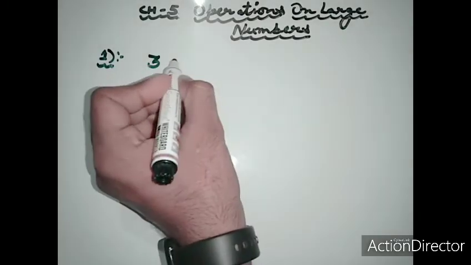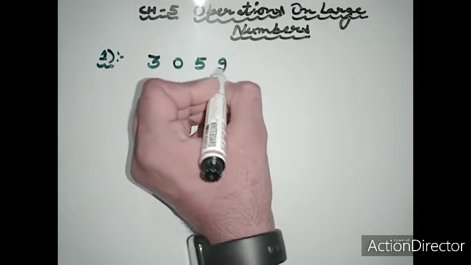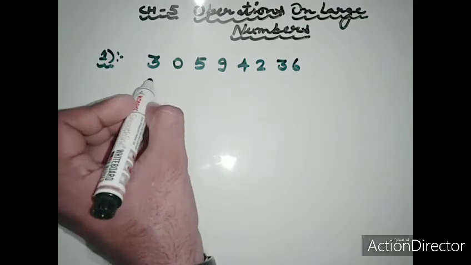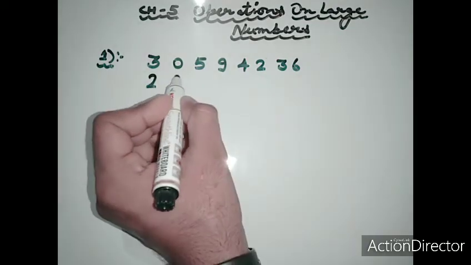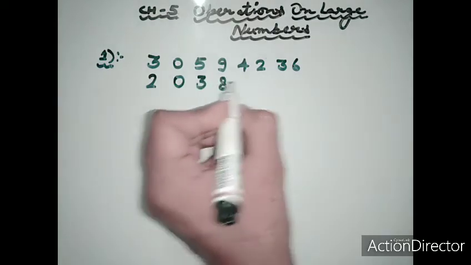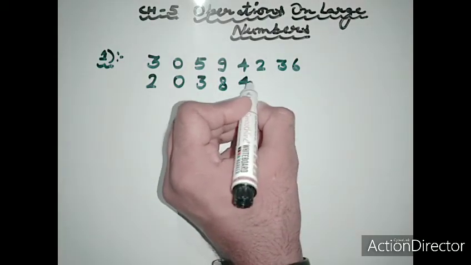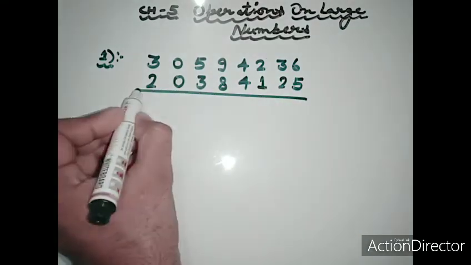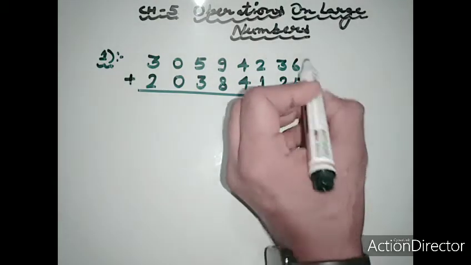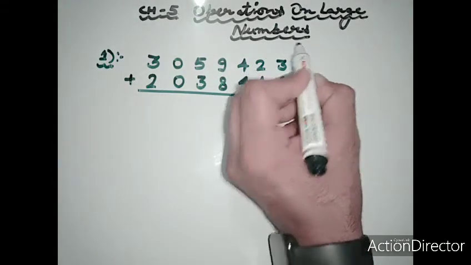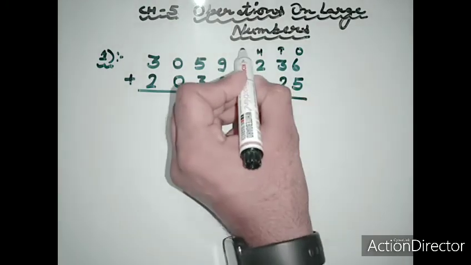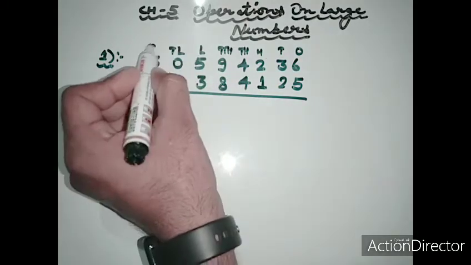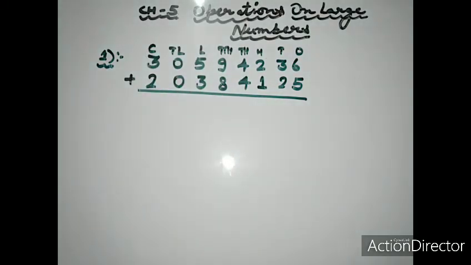and here we write 30594236 and 20384125. Now we add these two numbers here. So here we also write the places of these numbers: ones, tens, hundred, thousand, 10,000, lakh, 10 lakh and crore. Now we add all these digits here.